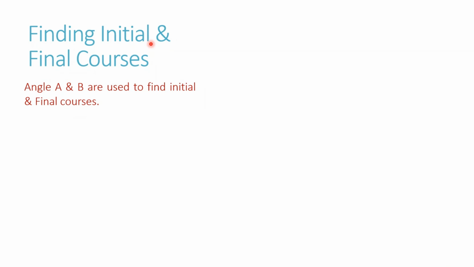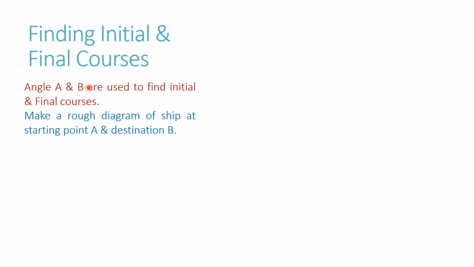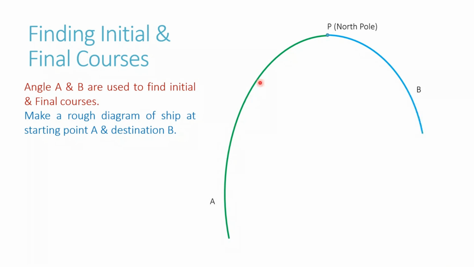So let us now see how these angles, angle A and angle B, are going to give us the initial and final courses. For this, we need to make a rough diagram of the ship at our starting position A and the destination position B. Let me make the PAB triangle here also. We don't need to show the full earth diagram now. We can now concentrate only on the PAB triangle part of it.